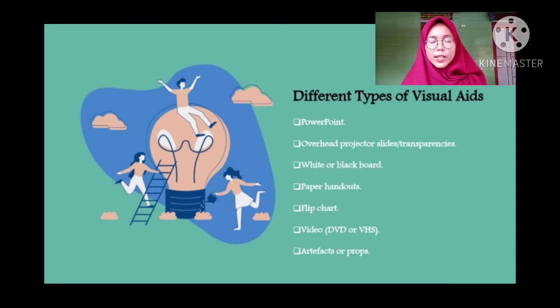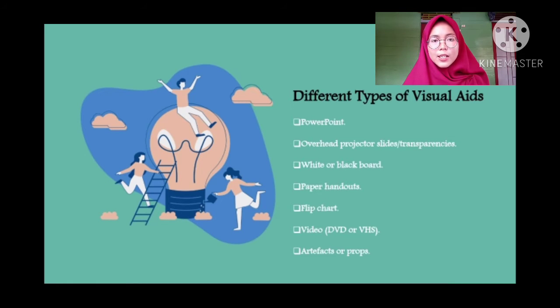Assalamualaikum warahmatullahi wabarakatuh. I'm the second speaker. I will explain the material about different types of visual aids. There are 7 points: PowerPoint, overhead projector slide or transparencies, white or blackboard, paper handout, flip chart, video, and artifact or props.